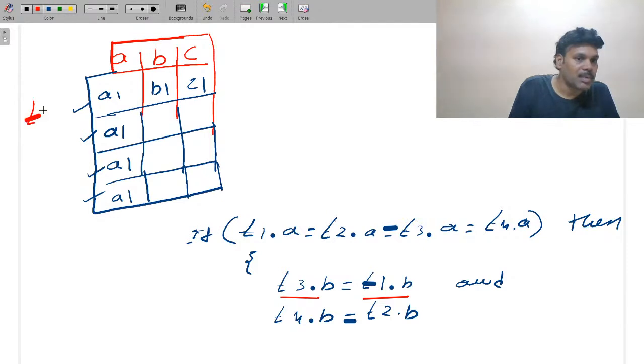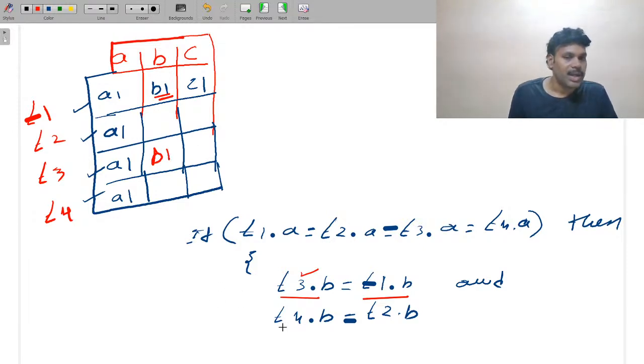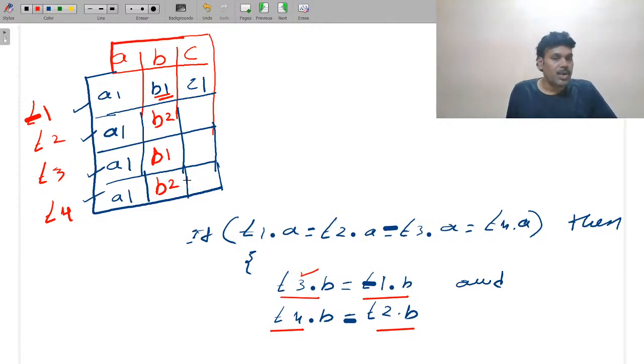So tuple 1, tuple 2, tuple 3, tuple 4. Now as there is a B1, you need to write in T3 also B1. Now T4 dot B is equal to T2 dot B. Now I am writing something like B2 here, and you need to write B2 here also. Now we confirm the second is also correct: T3 dot B is equal to T1 dot B and T4 dot B is equal to T2 dot B.